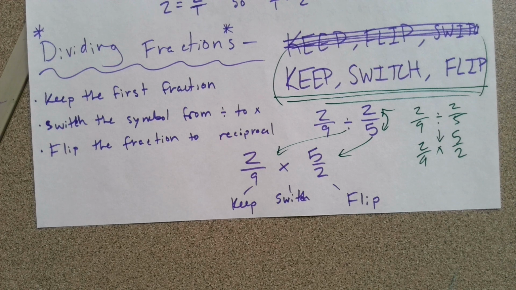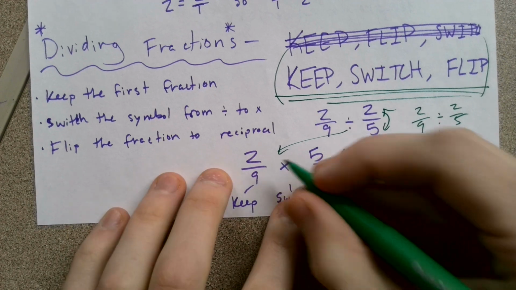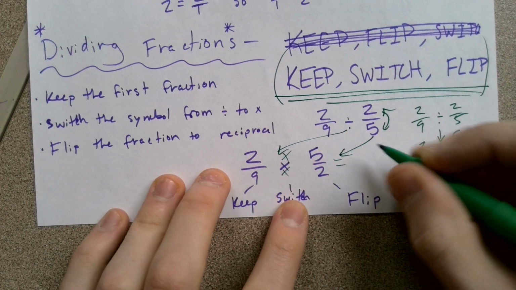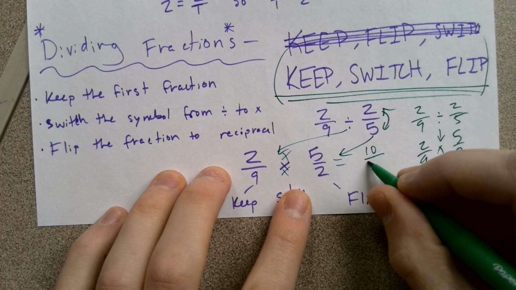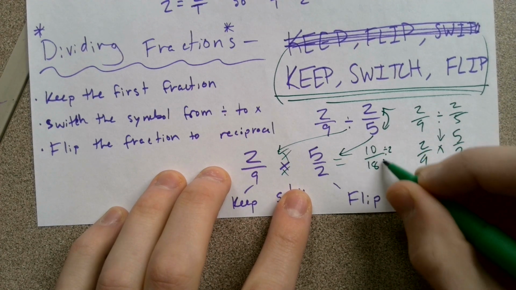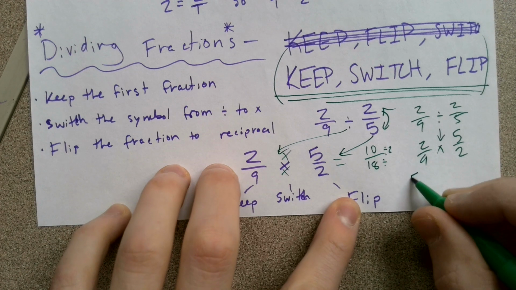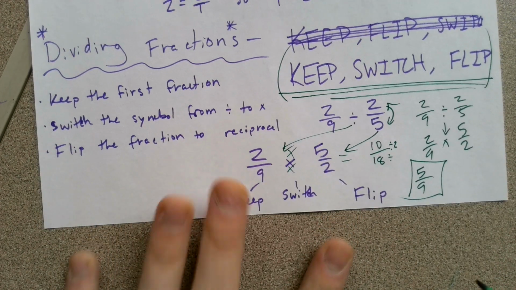We already know what to do when we're multiplying. Multiply top, multiply bottom. We talked about this yesterday. We're going to have 10 over 18. You can divide those both by 2 and simplify this down to 5/9. That would be your answer.